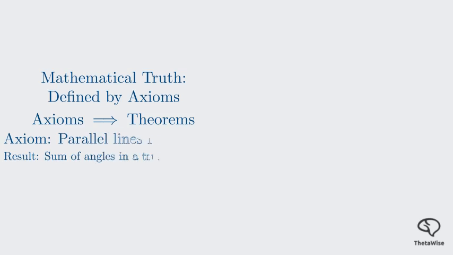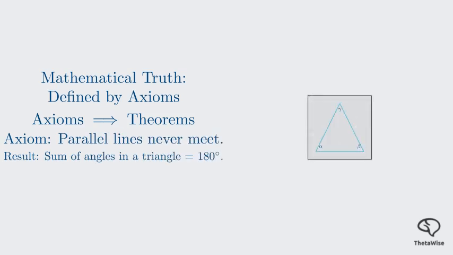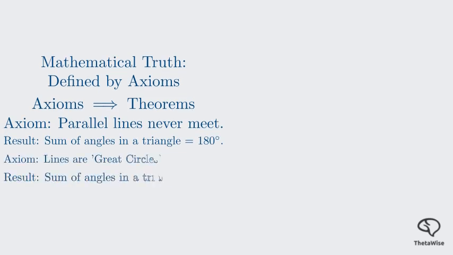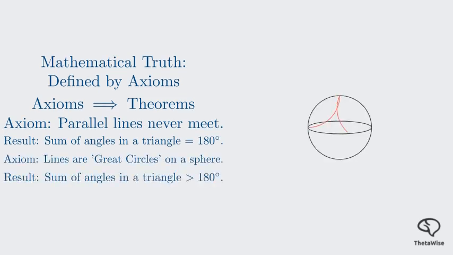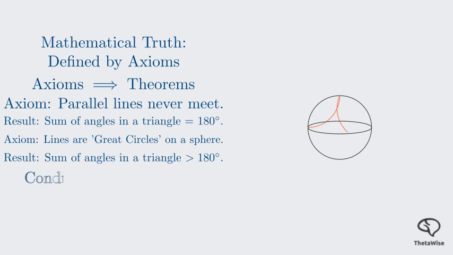For example, in Euclidean geometry, we assume that parallel lines never meet. From this, it is an absolute truth that the angles of a triangle add up to 180 degrees. But if we change that axiom to describe the surface of a sphere, like the Earth, suddenly it is true that a triangle can have more than 180 degrees. In math, truth is conditional.